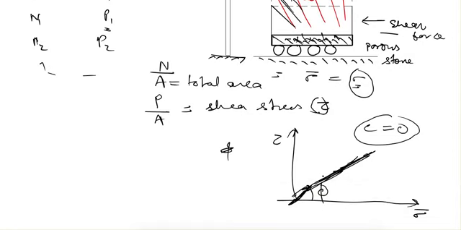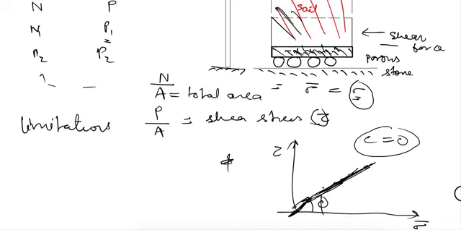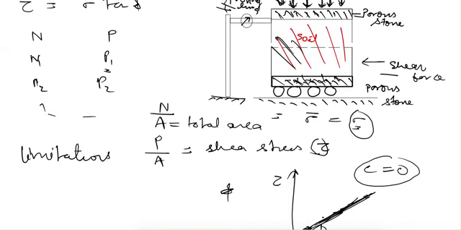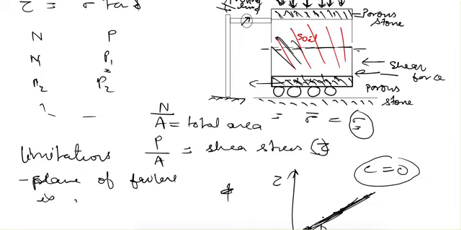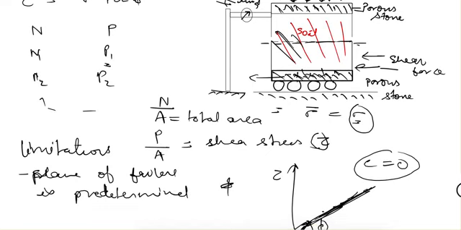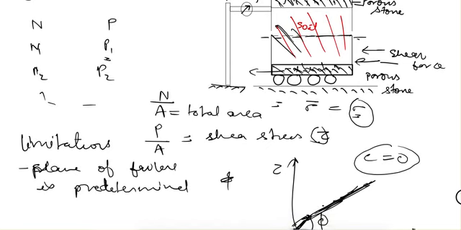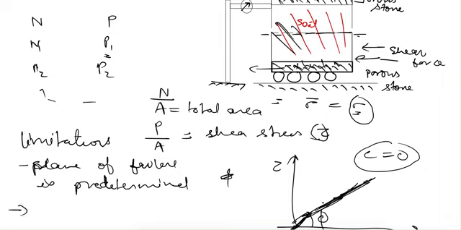But there are some serious limitations with this test. So let's see those. First of all, as we apply the load, this part will move here, and because of that this is the predefined plane. So here the plane of failure is predetermined, and normally it is not the case. Failure plane can be anywhere, it is not predetermined. So this test is suitable when we know what is going to be the failure plane in the field. So in that case we can apply this test.